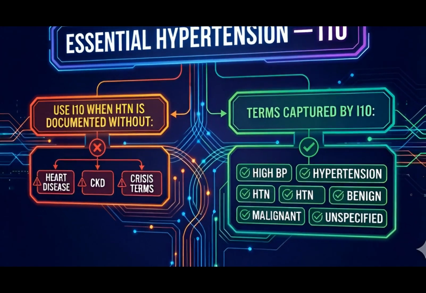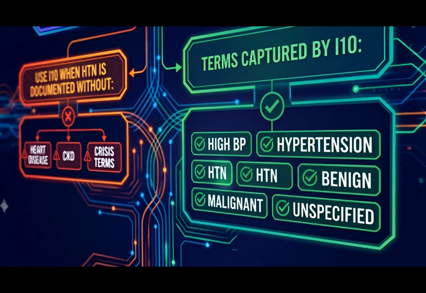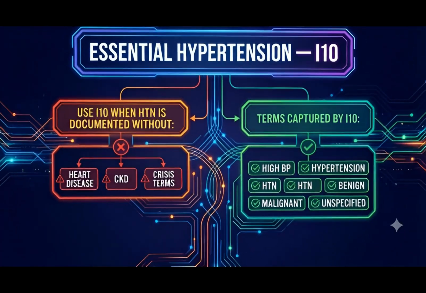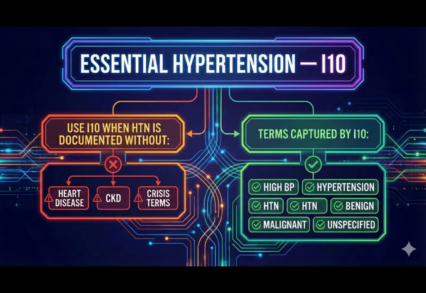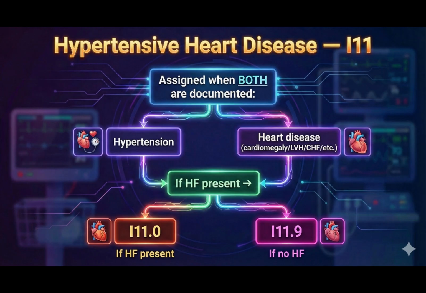This includes a variety of common phrases used in charts such as high blood pressure, HTN, hypertension, benign hypertension, malignant hypertension, and even unspecified hypertension. All of these map directly to I10 as long as no complications are documented. So remember, if the chart only mentions standard hypertension with no mention of the heart, kidneys, or crisis, your safest and most accurate code is I10.